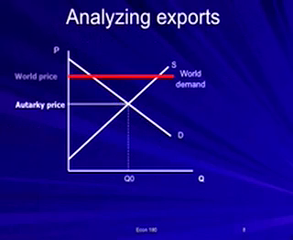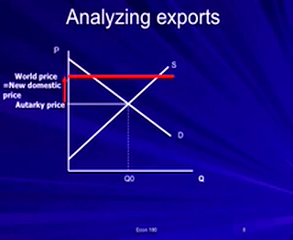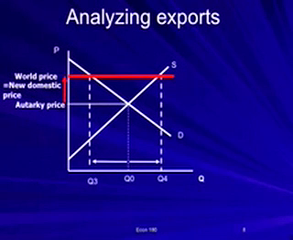We can do a similar analysis for exports. If the world price is higher, domestic production will rise as a consequence of the higher price available on the world market, and domestic consumption will fall as a consequence of the increased competition from foreign consumers who are willing to pay a higher price for these products. The resulting increase in domestic price has effects on producer and consumer surplus.